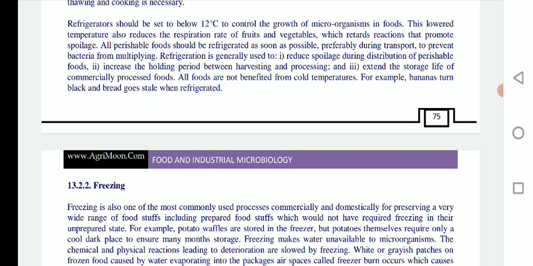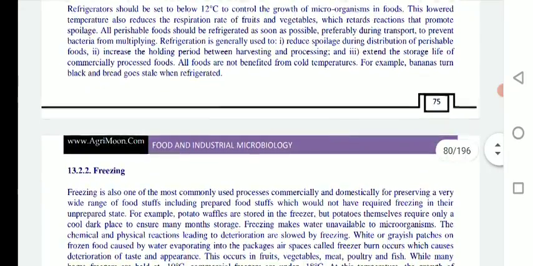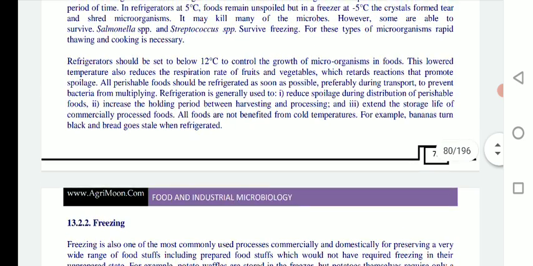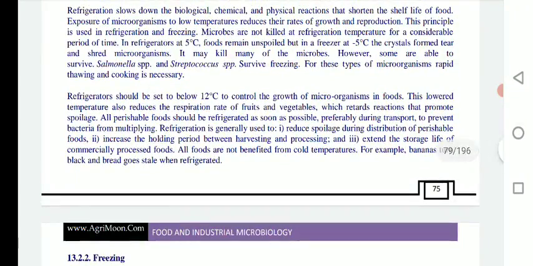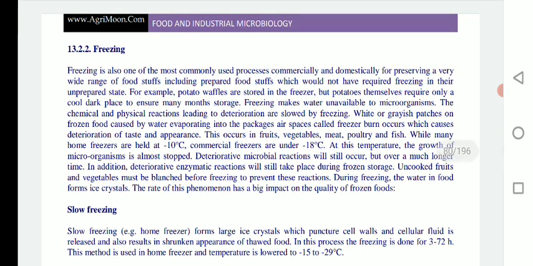Refrigeration is generally used to reduce spoilage during distribution of perishable foods, to increase the holding period between harvesting and processing, and to extend the storage life of commercially processed food. But not all foods benefit from cold treatment. For example, bananas turn black, and bread goes stale when refrigerated. So refrigeration is not suitable for all kinds of food, but we can keep vegetables as well as fruit for a longer time. And next is freezing.